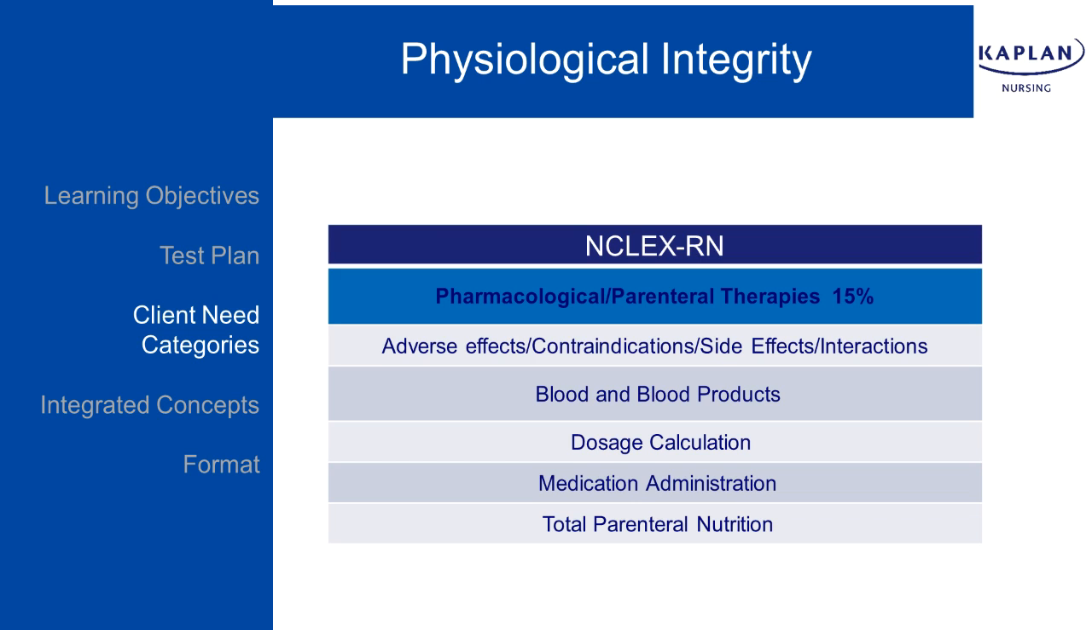So the category that has the most questions is management of care at 20%. This is category number 2 at 15%. Pharmacological and parenteral therapies include adverse effects, contraindications, side effects of medications and drug interactions, blood and blood products, dosage calculation, medication administration, so the rights of medication administration, and total parenteral nutrition.